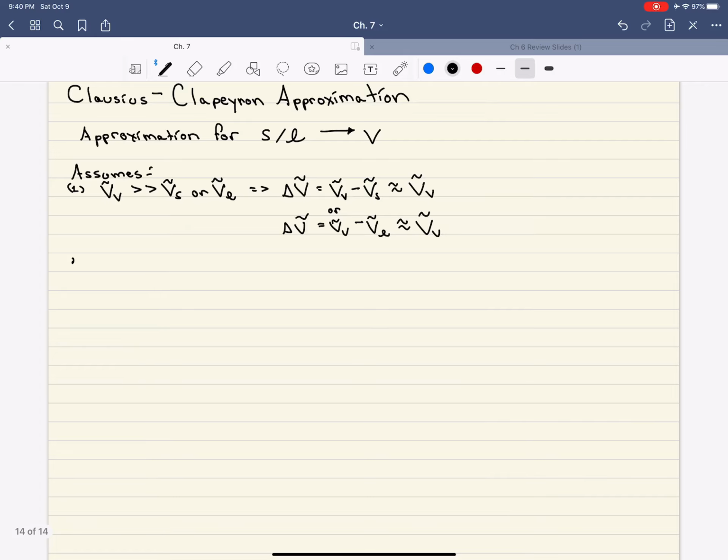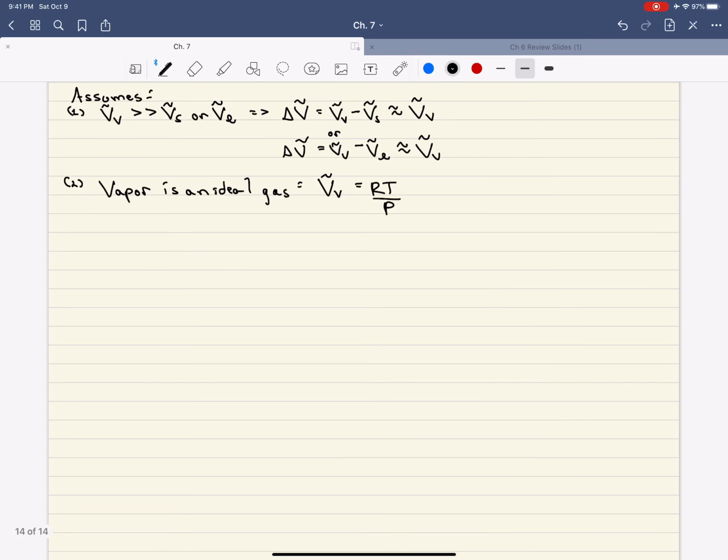The second approximation is that we assume that the vapor acts as an ideal gas. And so what that would mean is that our molar volume, V sub V, the molar volume of the vapor, we could estimate just using the ideal gas law. All right, and so with those assumptions in hand, let's go back to the Clapeyron equation.